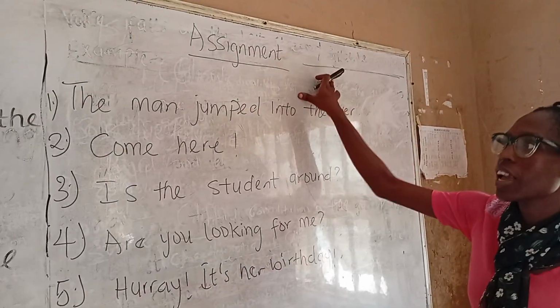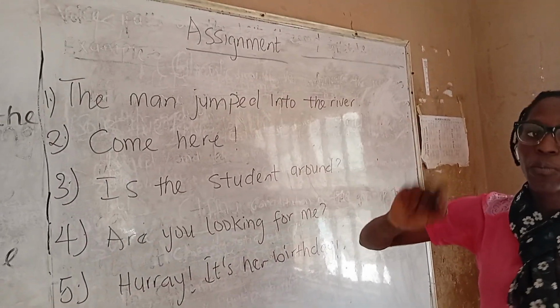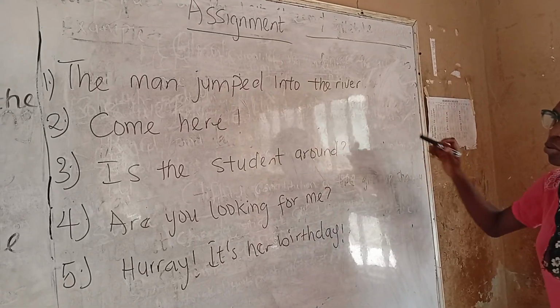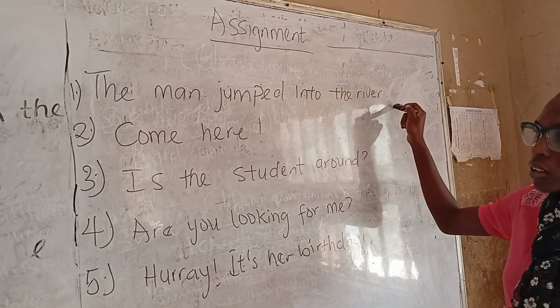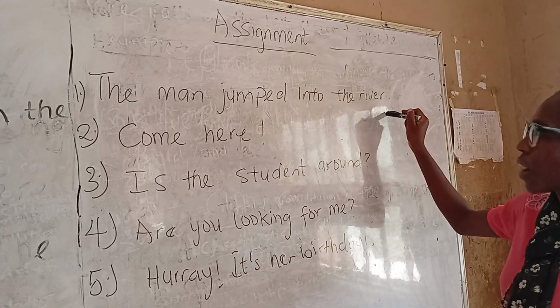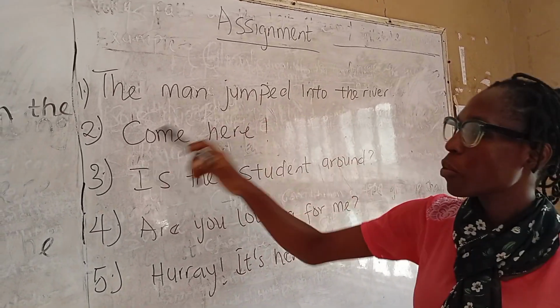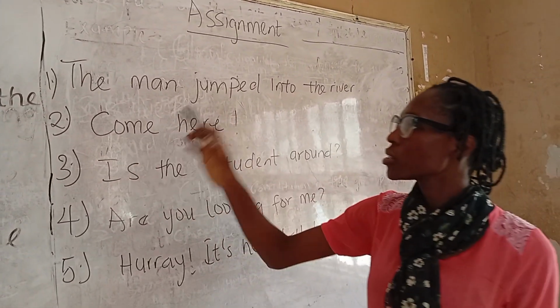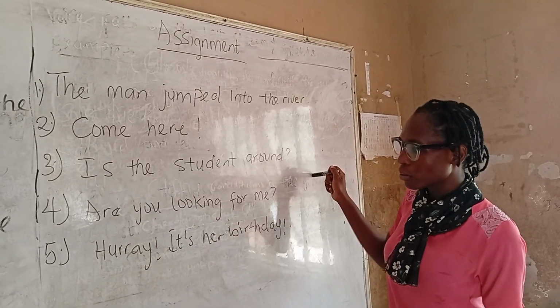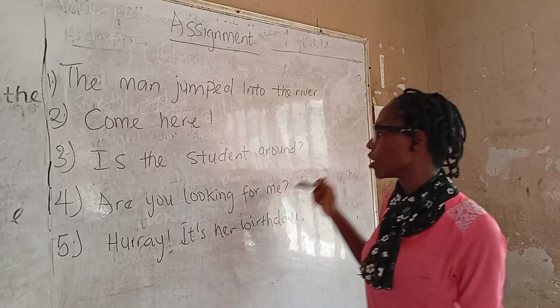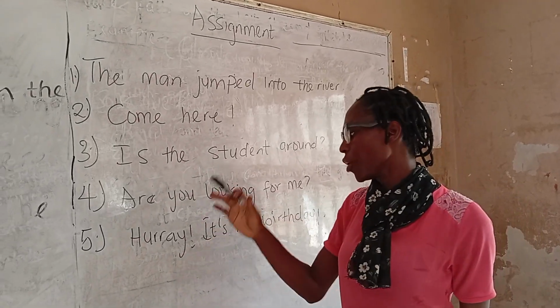Yes, so this is the assignment for you. Ensure you submit when you get back to school. The first one is, "The man jumped into the river." Identify the type of tone you have there. The second one is, "Come here." The third one is, "The students around." Number 4, "Are you looking for me?" And number 5, "Hooray, it's a birthday."